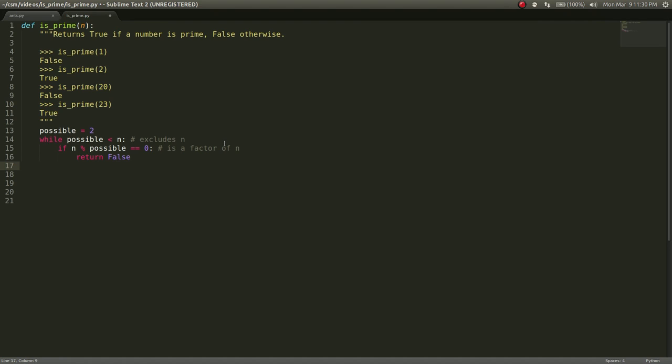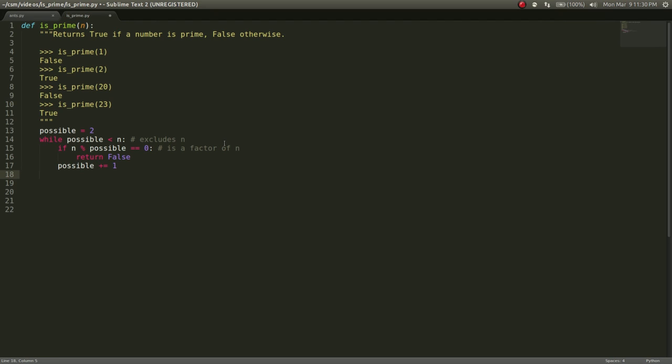But what if it doesn't return false? Let's say we were doing is 9 prime. Well, we're going to go through the case of the number 2. Then we're going to want to move to the number 3, right? Because 3 is a factor. So we're going to want to increment possible by 1. And yeah, so we keep on going until we get up to n without doing n.